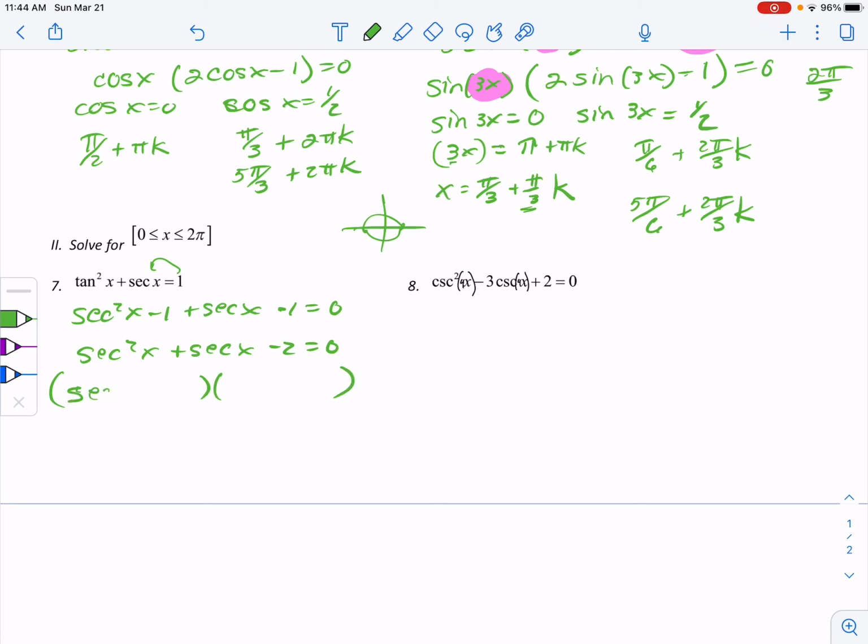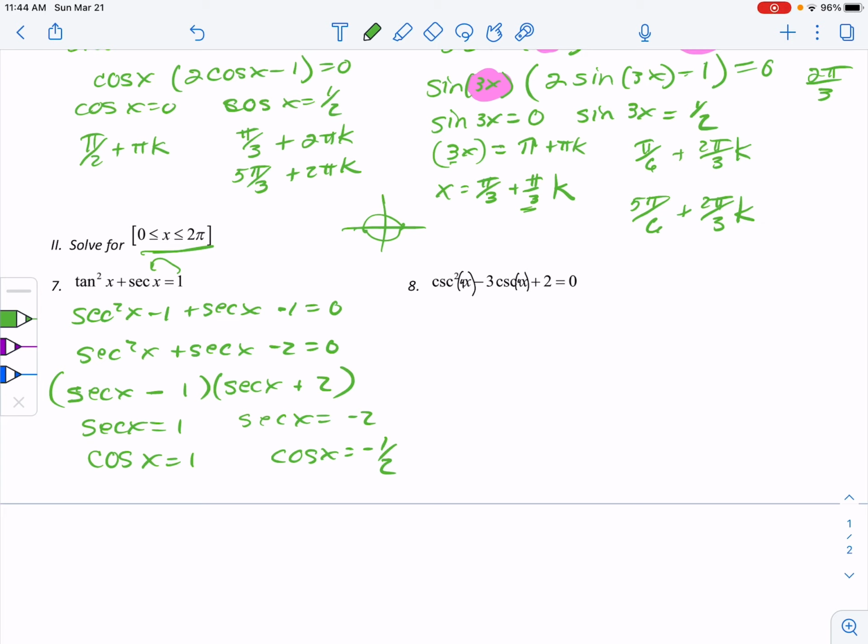I have the secant of x, and I have a 1 and a 2 because it's the only way to get to 2. That's positive, so this one's negative and that's positive. The secant of x equals 1, and the secant of x equals negative 2. Be careful, because you think, oh, it can't be greater than 1. This is the secant. It's the reciprocal of the cosine. So it's asking us, when is the cosine equal to 1, and when is the cosine equal to negative 1/2? And we only want the ones on that closed interval.